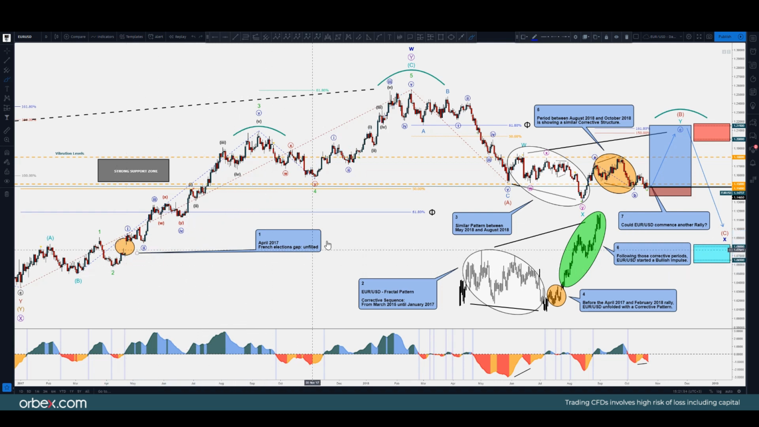So fundamentally speaking, one event could actually drive EURUSD to have a surprise right here, right? Now the second question, the most important one, is could Euro US dollar commence another rally? Well, this remains to be seen. As you can see, this fractal pattern does indeed point towards that possibility as a scenario. Not necessarily that it's going to happen, but there is something to be kept in mind.